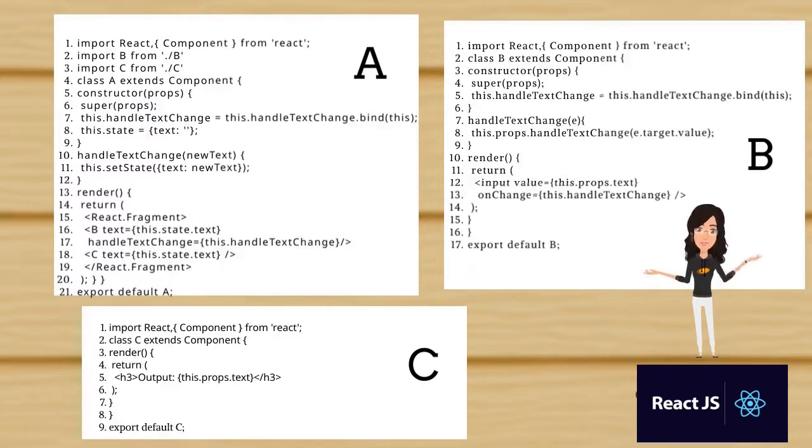The file name is A.js. You can see there is the code. Here I import React and Component from React, and I also import B and import C. After that, class A extends Component. There I insert the constructor, the super method, and this handler. In the render, the return has a React.Fragment.